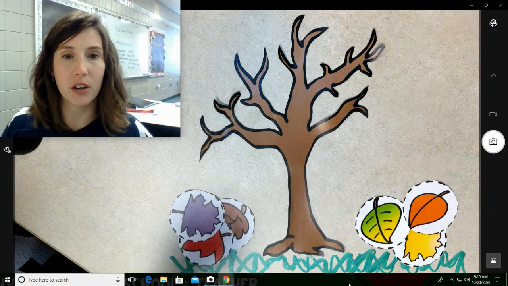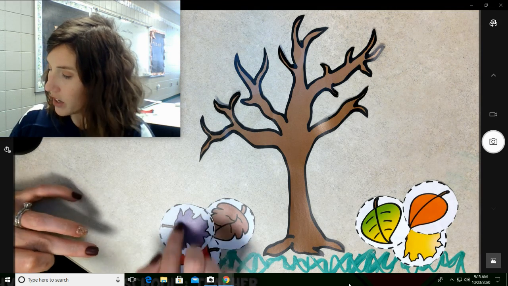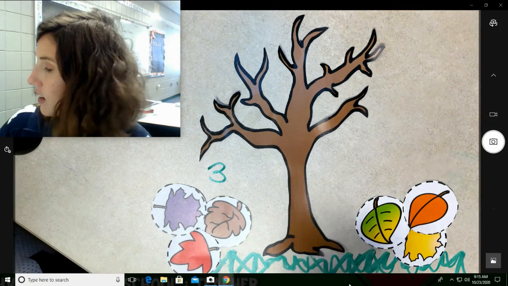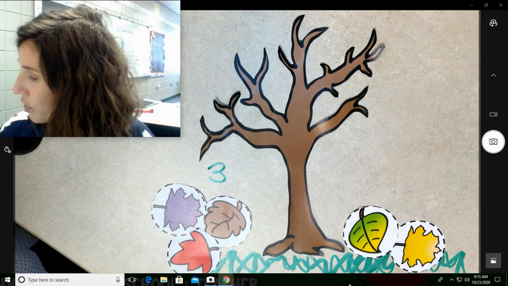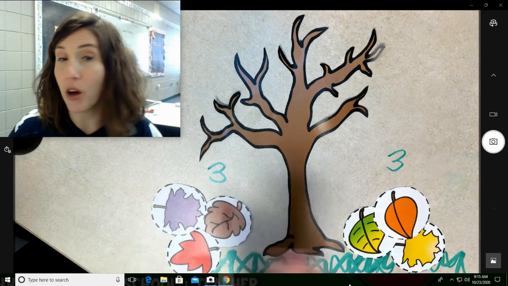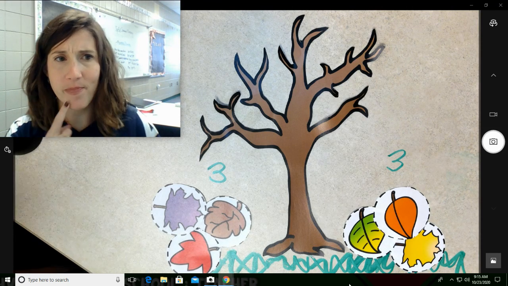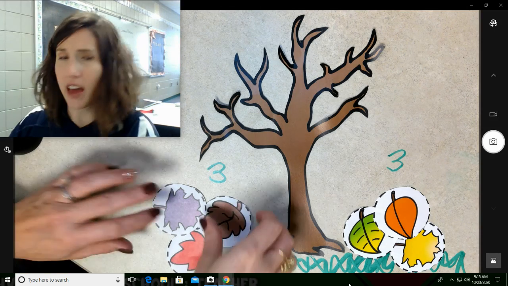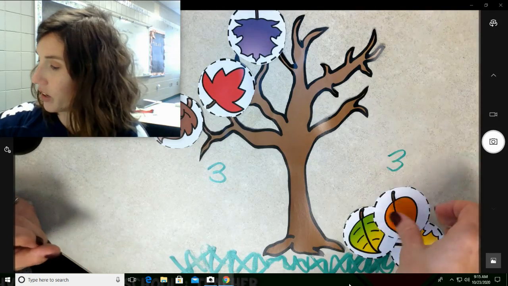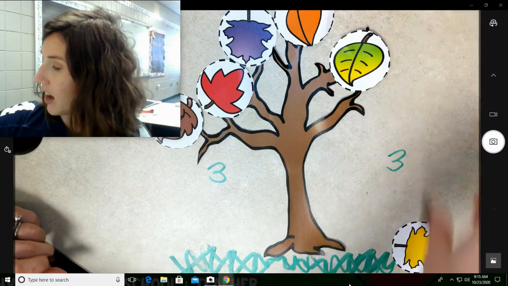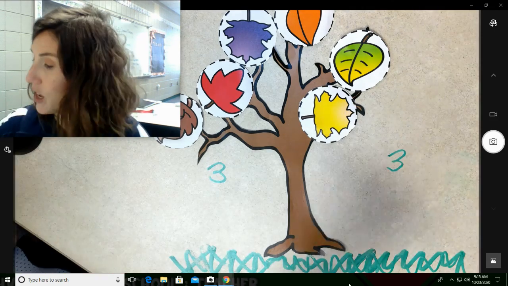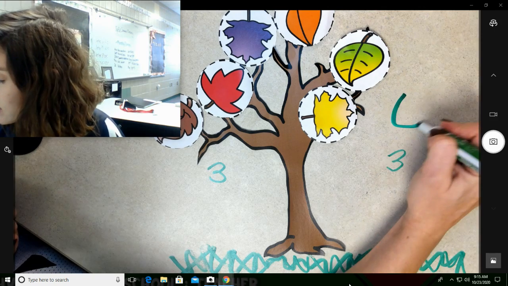Oh, wow, look. I see that I have 1, 2, 3 leaves over here. I have 3 leaves on this side. And I have 1, 2, 3 leaves on this side. I have the same amount of leaves on both sides of my tree. How many leaves does that mean that we had on our tree? Let's count them up together. 1, 2, 3, 4, 5, 6. 3 on this side and 3 on this side equals 6 leaves.